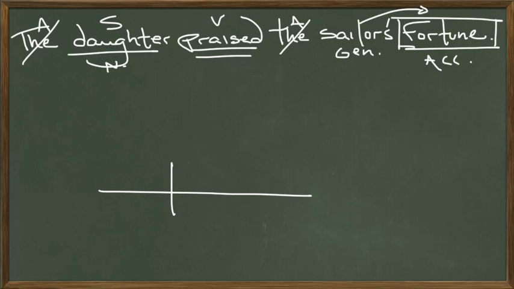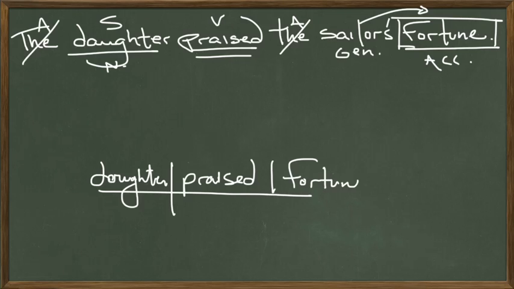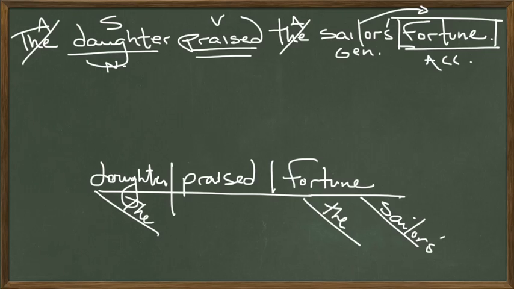So the diagram, we always start with a straight line and divide it. The daughter, what is she doing? She praised. The daughter praised. The daughter praised the fortune. Or some people say the fortune. And whose fortune did she praise? She praised the sailor's. And this one goes on a slanted line because it's really acting as an adjective here. It's a possessive noun, but it's also acting as an adjective. So the daughter praised the sailor's fortune. We can add the other article adjective here. The daughter praised the sailor's fortune.